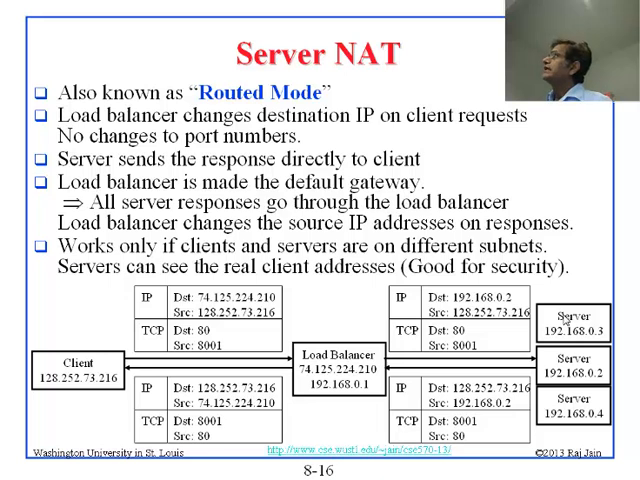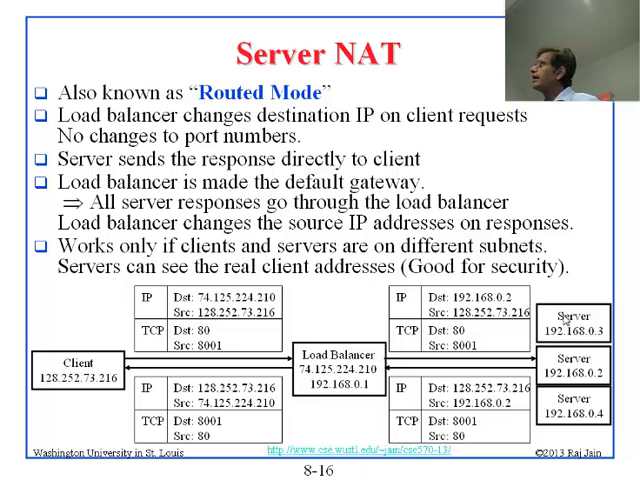Okay? So now what happens is the server sends the response directly to the client. No change to the port number. Actually, no change to the source IP address either. You see? So the request is coming from this source IP and this source port. It is sent with the same source IP and the same source port, except the destination address has been changed to the real IP.